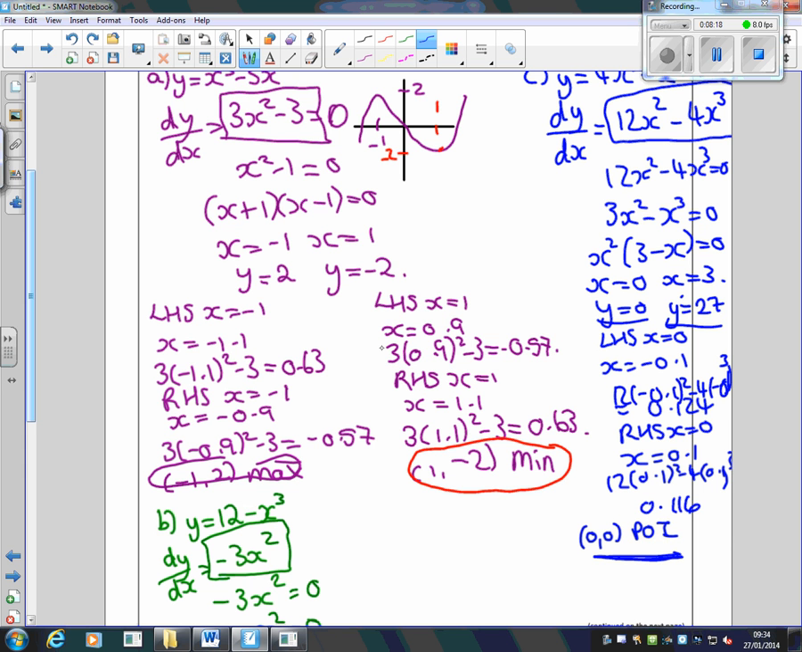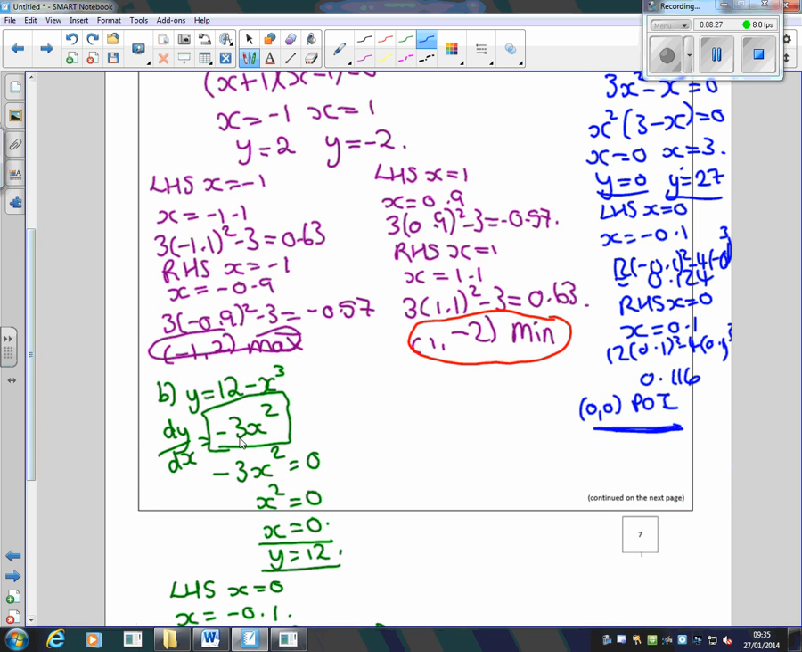And now we need to test the other stationary point that we have found. So we need to look at the left-hand side of x equals 3, which would be x equals 2.9. So 12 lots of 2.9 squared minus 4 lots of 2.9 cubed, that's substituting 2.9 into the gradient. That gives us a gradient of 3.364.